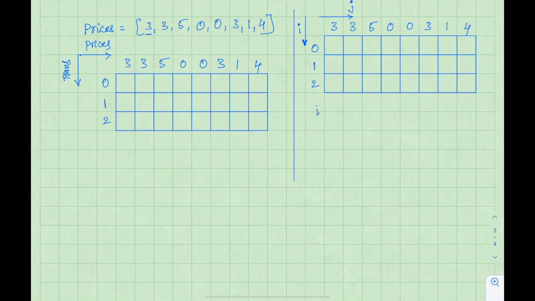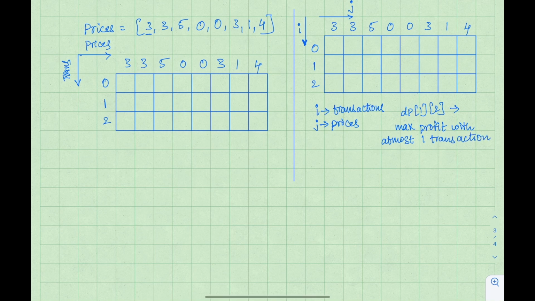So the first one is going to be i. i is going to represent my transactions, and j is going to represent my prices. And what does dp[1][2] refer to? It represents max profit with at most 1 transaction, considering 3-day stock price.